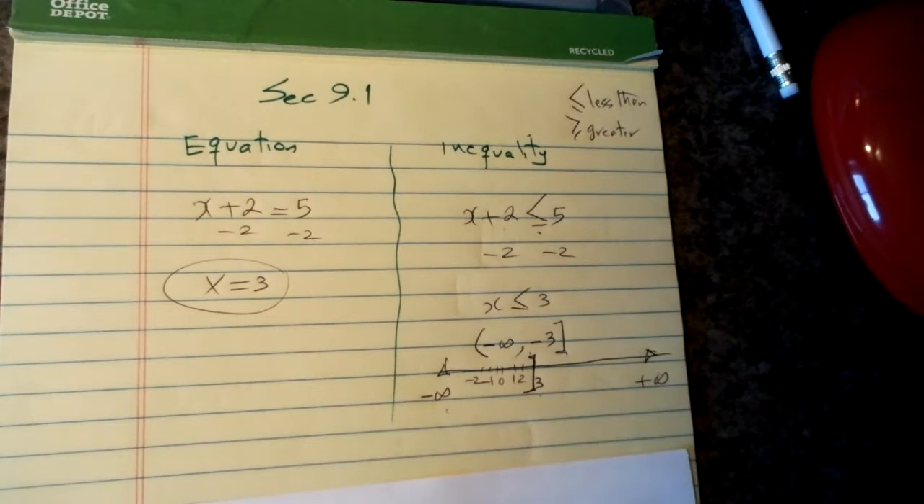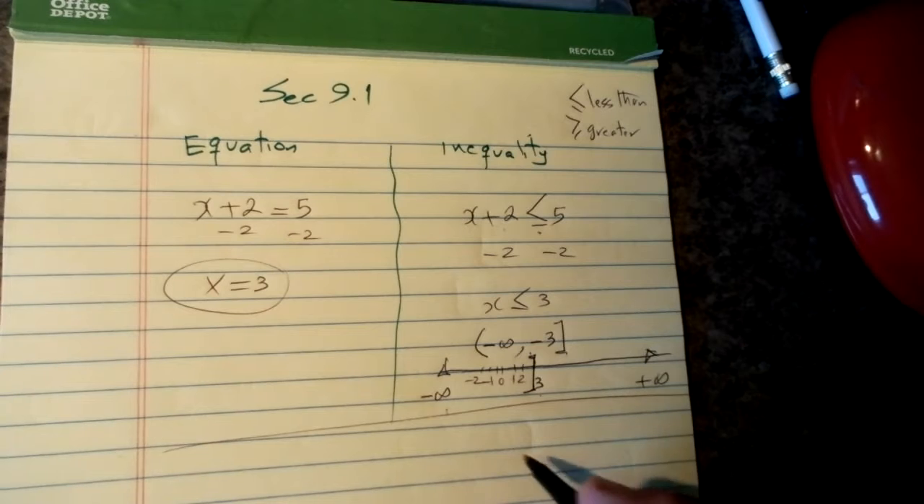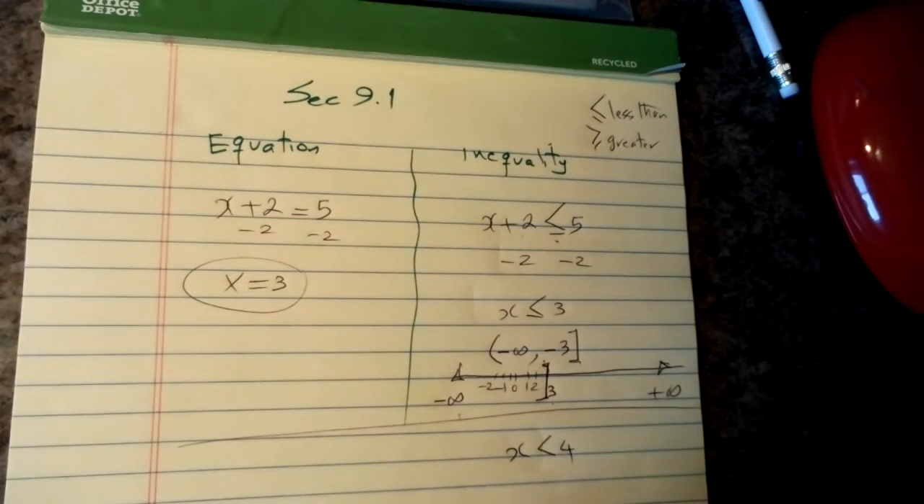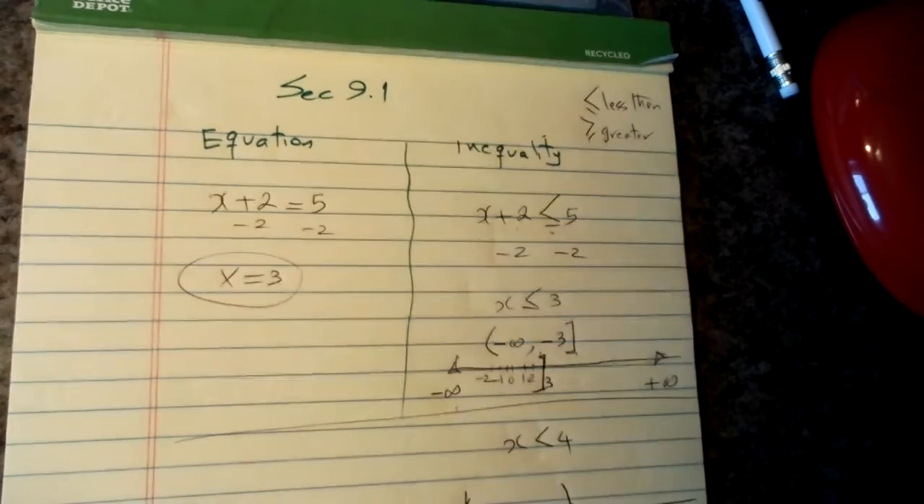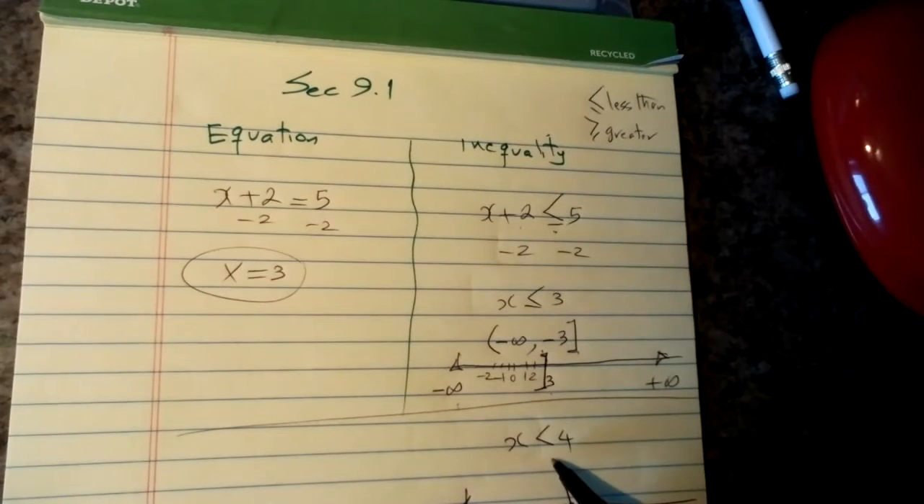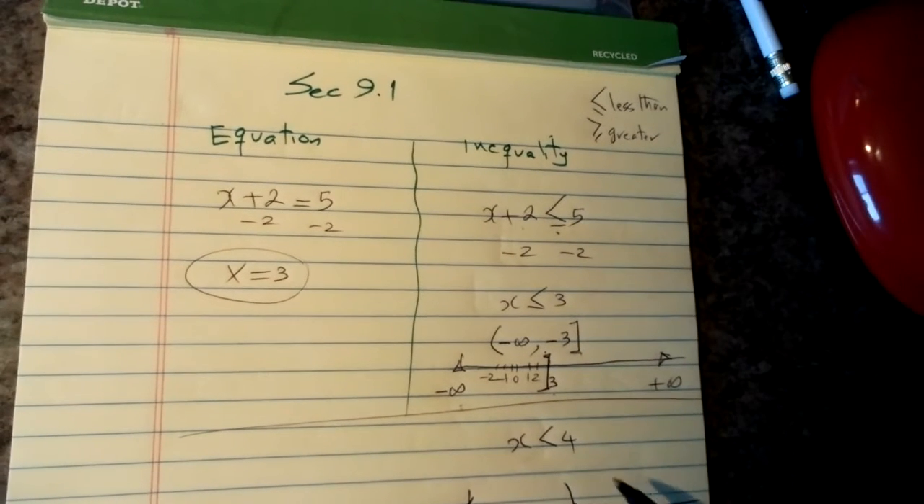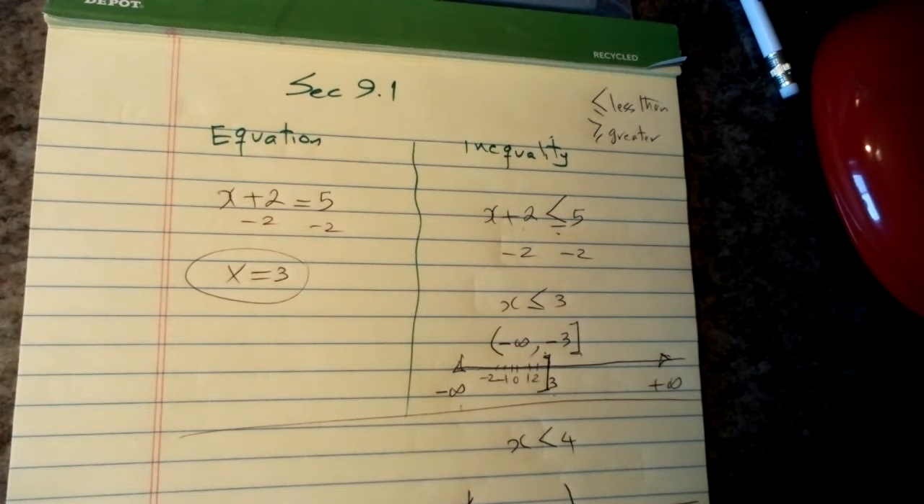And then, for instance, if I want to graph x less than 4, on the number line, you label a point which is 4, and then it's a parenthesis to the left to minus infinity. It is a parenthesis because it doesn't have an equality sign. And then if you want to show it in interval notation, you could show it like this: negative infinity, comma, 4.